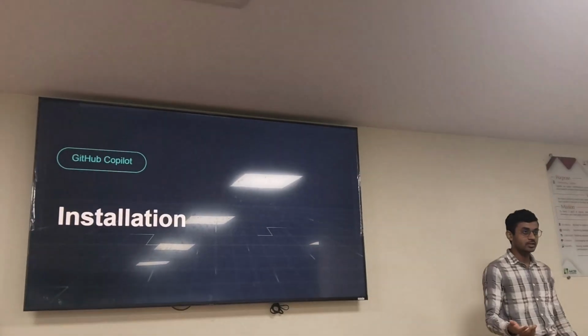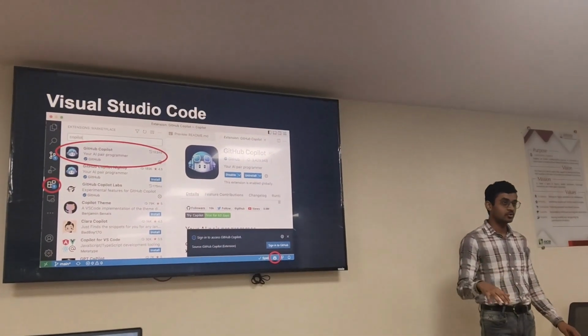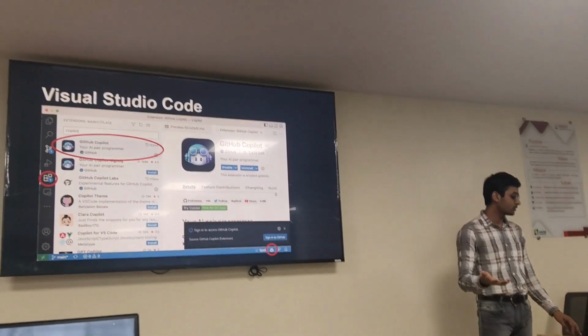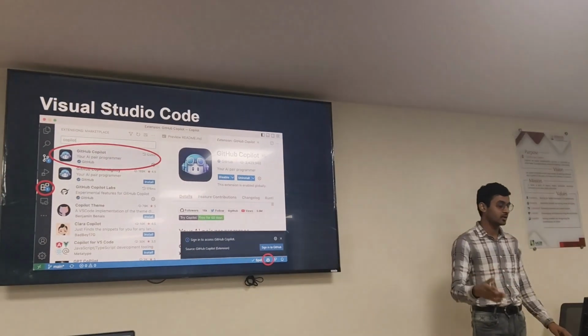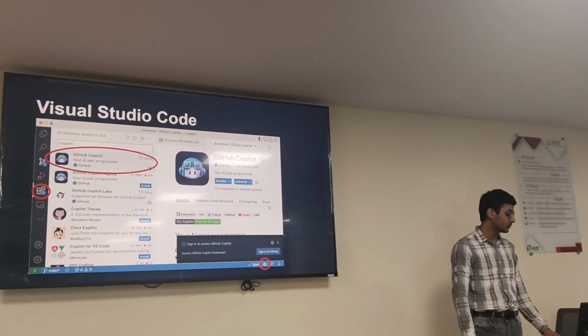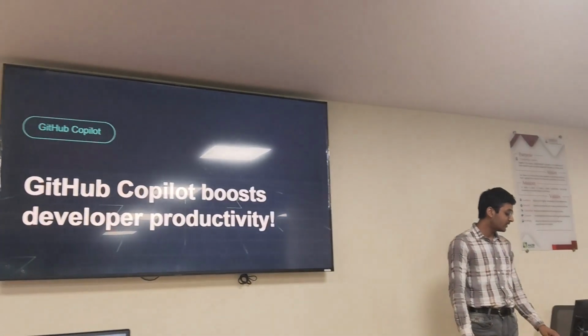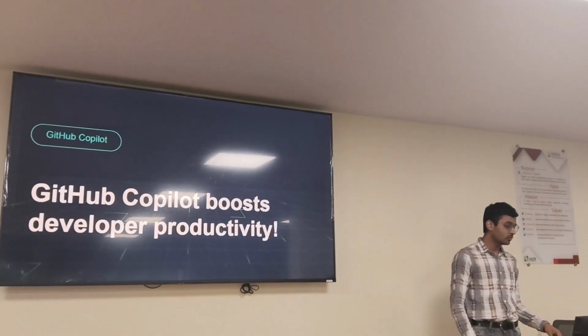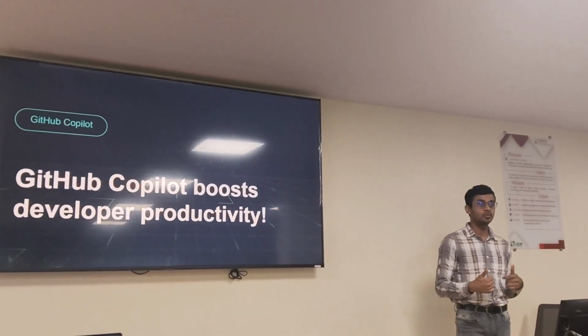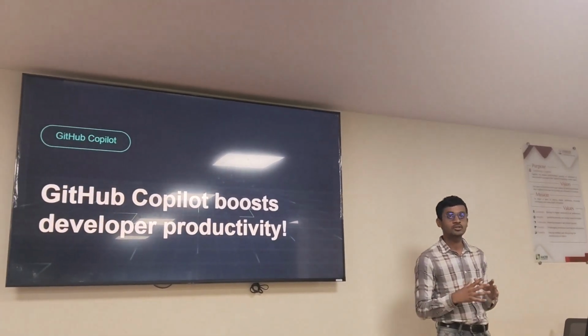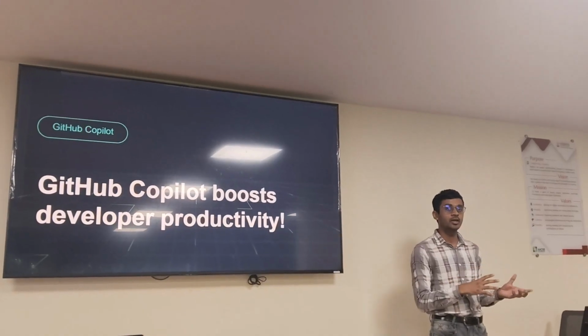So how do you use it? You just go to your VS Code and install the extension GitHub Copilot. So what are its benefits? It boosts your productivity. It reduces your time to do any project.